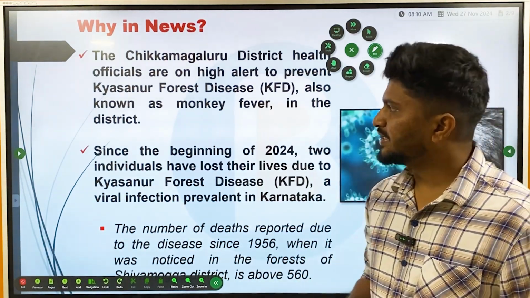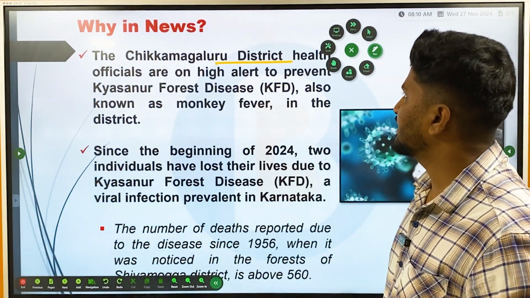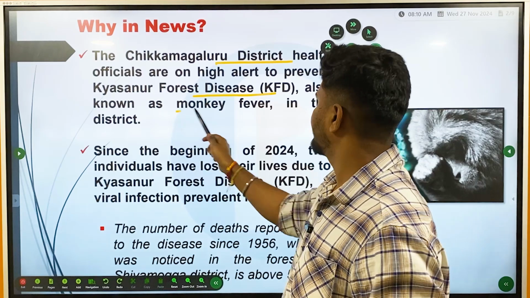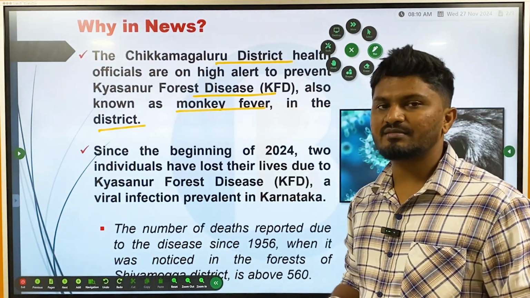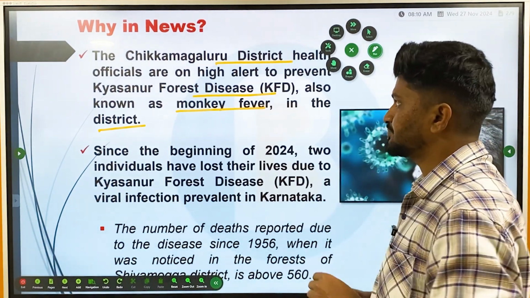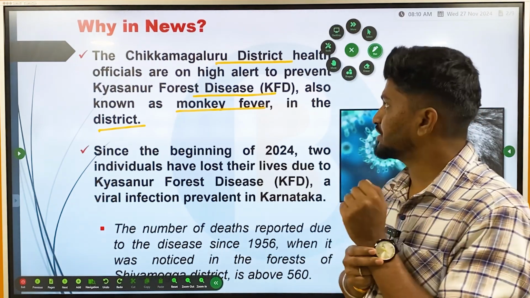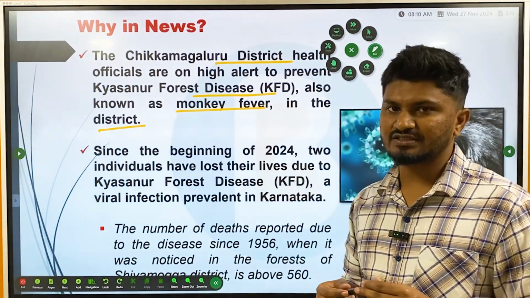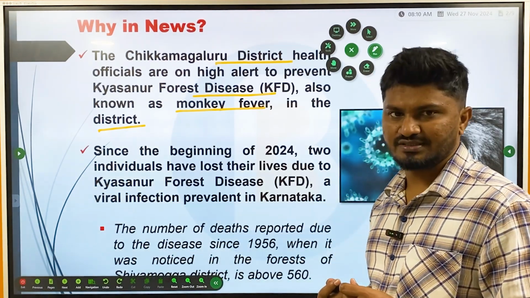So why it is in news is that the Chikmagaluru district health officials are on high alert to prevent Kyasanur Forest Disease, which is also known as monkey fever, in the district. So another name of Kyasanur Forest Disease is monkey fever. Recently, Chikmagaluru district in Karnataka has issued a high alert to prevent Kyasanur Forest Disease because there is a chance of a breakout of Kyasanur Forest Disease.